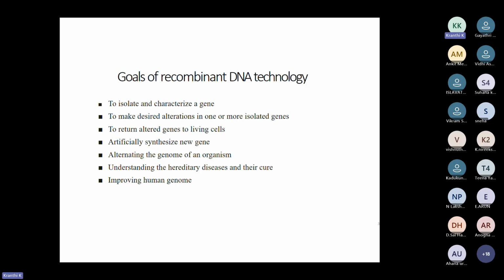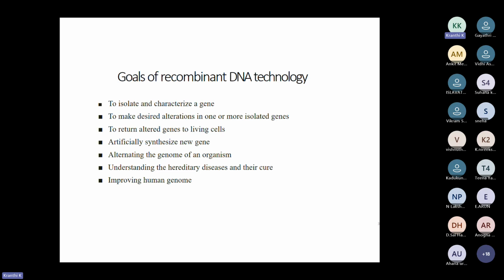Then, to make desired alterations in one or more isolated genes. It is simple: we cut a part from the gene, combine it with some other DNA material, and place it into a bacterial cell or any other cell. That is recombinant DNA technology. You are combining the desired part of the DNA with another organism's DNA. Then the other organism will express the content of the DNA, and you will understand what it is doing.